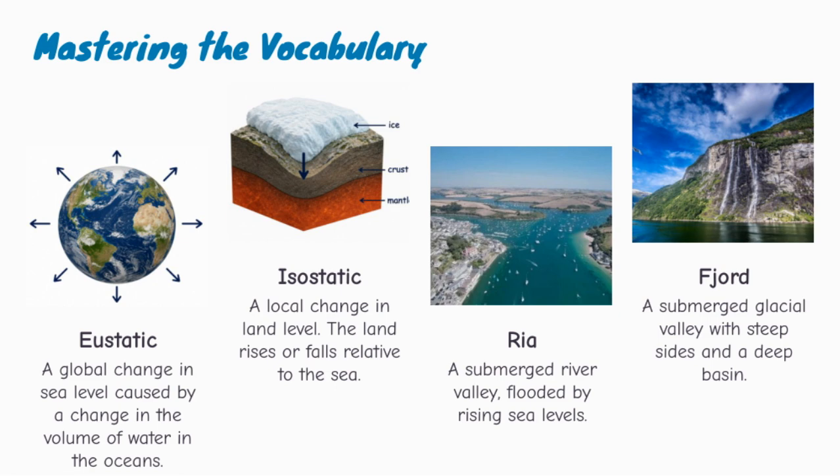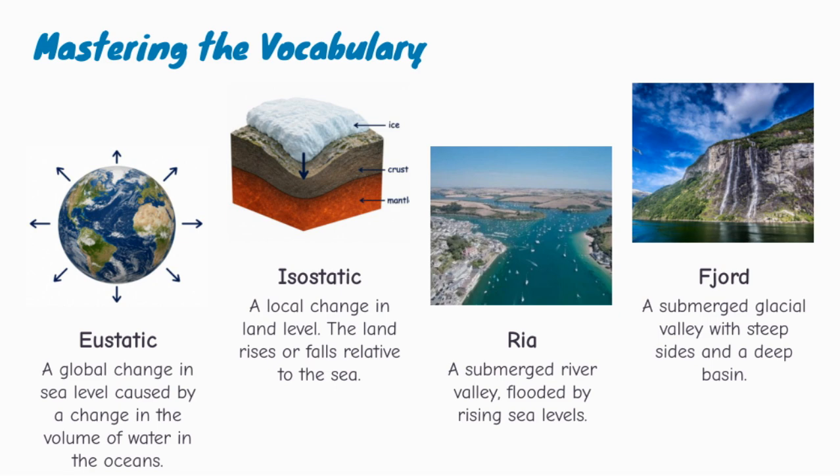The second word is isostatic. Isostatic change is a local change in land level. The land rises or falls relative to the sea. For example, land that was once weighed down by ice may slowly rise after the ice melts. This is called isostatic rebound or isostatic recovery.